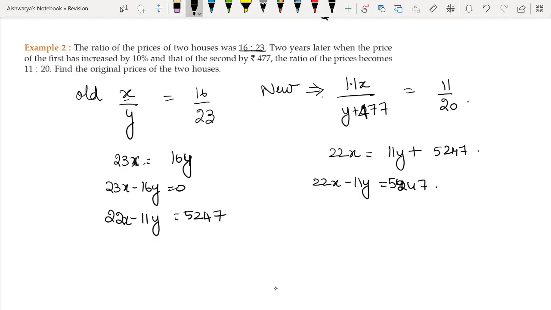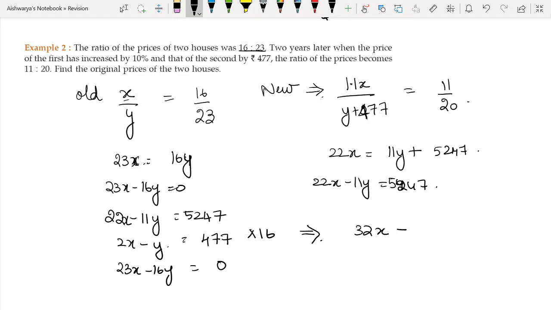5247 divided by 11 is 477, right? So 477, and we can write this as 2x minus y. 2x minus y equals 477, and this is 23x minus 16y is equal to 0. So I'm going to multiply this by 16. If I multiply this by 16, it will become 32x minus 16y is equal to 477 into 16, that will be 7632. This is 23x minus 16y is equal to 0.